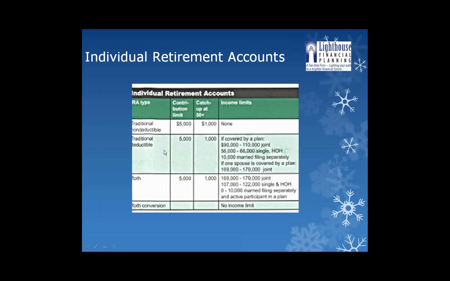The traditional one is where you put the money in, you get a tax deduction, and then the money grows tax deferred until you take it out of the account. When you do take it out of the account, you have to pay tax on it. And you have to qualify in order to have a tax deductible contribution.